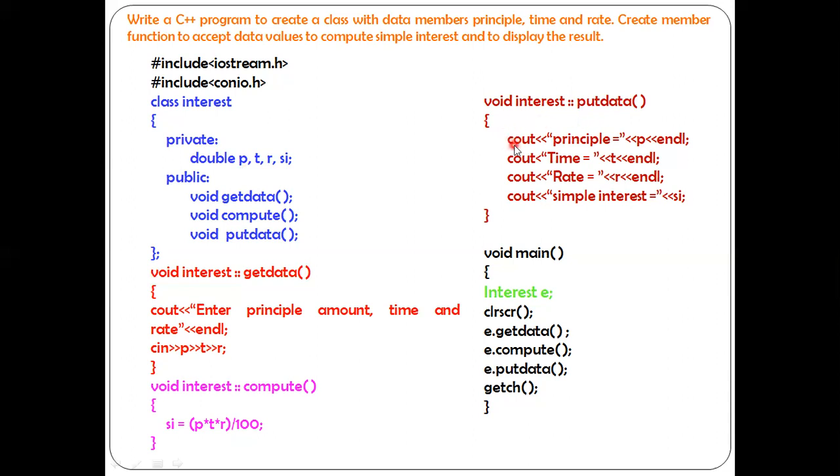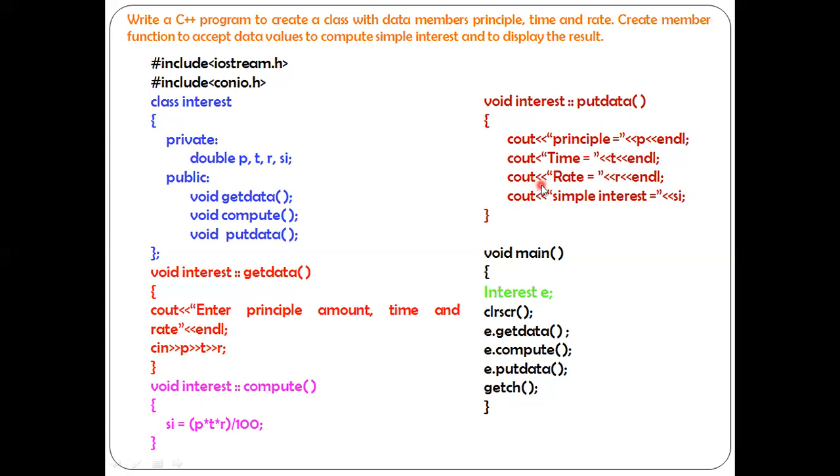Open flower bracket, cout stream insertion. What we are printing here is the message "principal is equal to", which will print as it is, and in place of P, I'm going to substitute the value 10,000. Stream insertion, endl means the cursor comes to the next line. Next, the second cout statement. Here I'm printing the time period. I'm going to print "time" as it is, and in front of that word, I'm going to print the value of T. Again, the cursor comes to the next line because of endl.